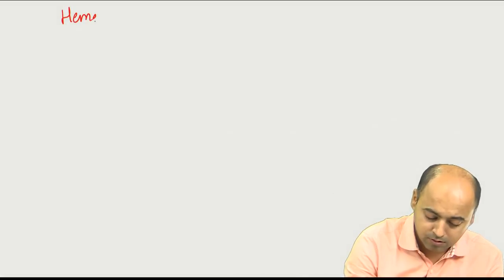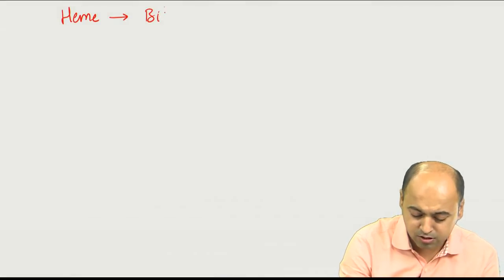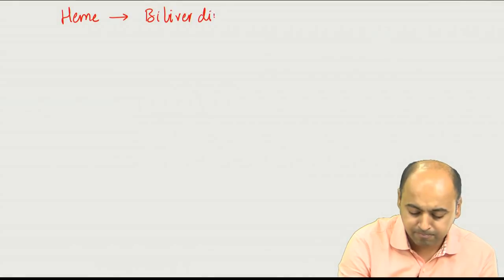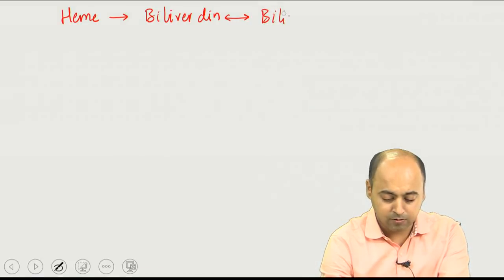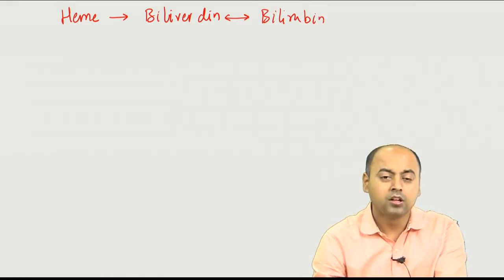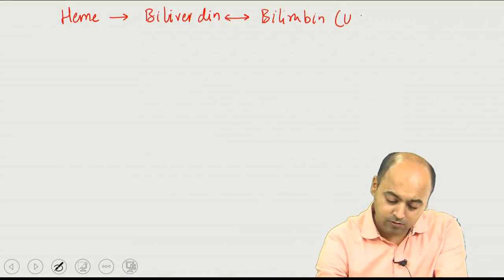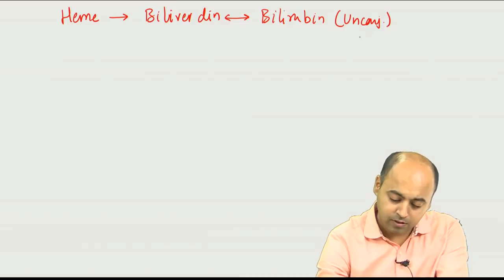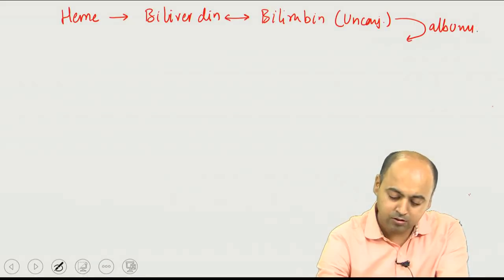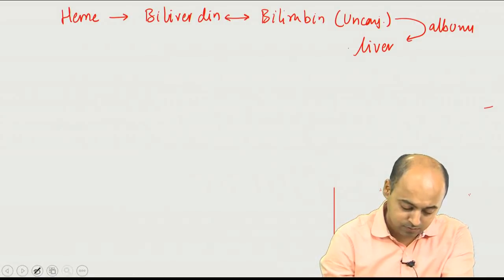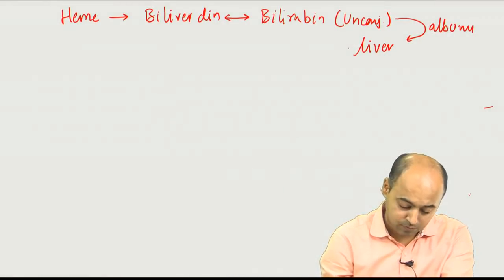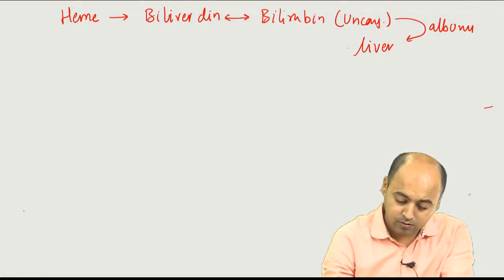The heme is first converted to biliverdin. The biliverdin is then converted reversibly to bilirubin. This bilirubin is unconjugated and it is transported with the help of albumin to liver. At liver, there is facilitative transport.